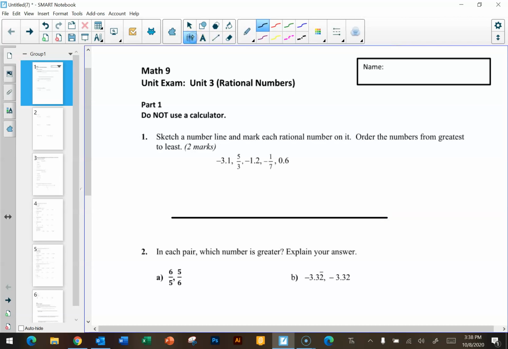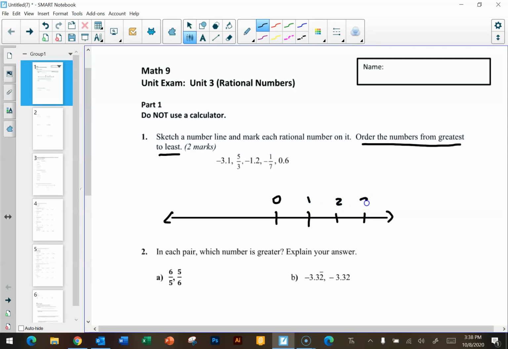So first off, we need to sketch a number line and mark each rational number on it. Order them from greatest to least. On one of the quizzes, I noticed that people forgot about this step, so make sure you read the questions carefully. There's our number line, 0, and you have to put whole numbers on the number line. You can't just put these numbers, otherwise you don't really have any references to where they are in relation to other numbers. So let's try and space these out relatively equally.